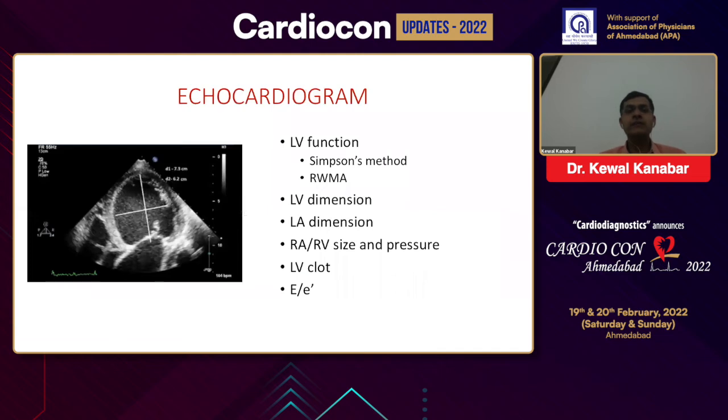On the echocardiogram, I particularly want to look at the LV dimensions. What are the LV dimensions? LV dimension higher than 70 usually indicates very advanced disease and indicates an adverse prognosis. So I want to assess the LV function by Simpson's method. I want to look for regional wall motion abnormalities, the LV and the LA dimensions.